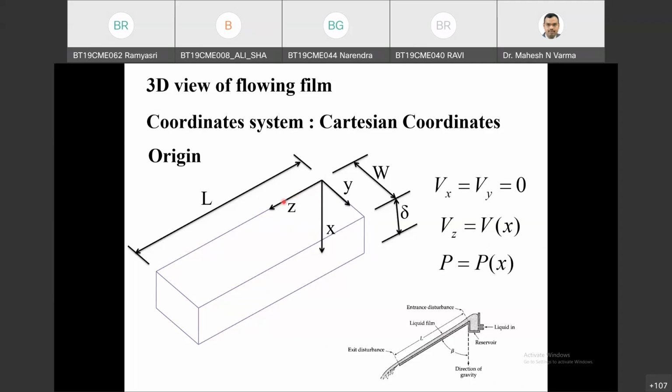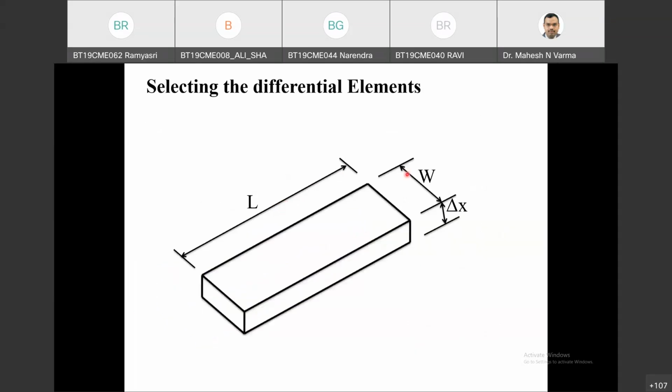The dimension in z will be 0 to L, and the dimension in y will be 0 to W. Only the differential thickness will be selected in the direction in which there is variation of property. So this will be my differential shell, W delta x. The differential thickness is selected only in the direction in which my properties are changing. My properties are changing only in x direction, so that is the only direction I need to consider.